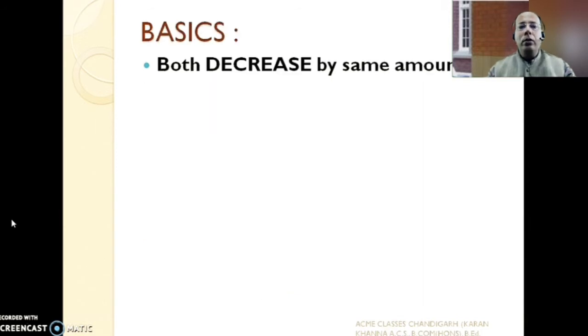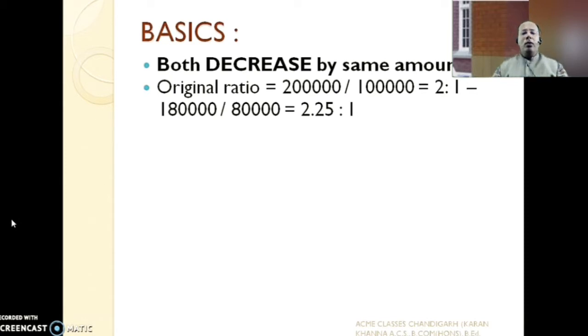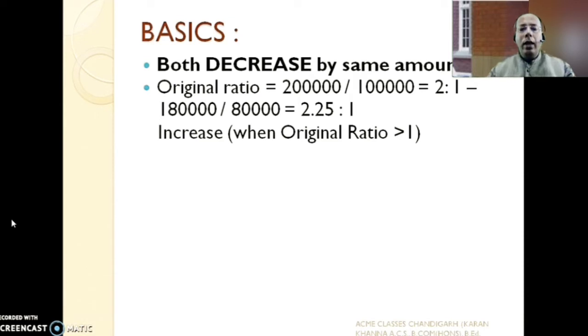What happens if both numerator and denominator decrease by the same amount? Like in the slide before, if the ratio is greater than 1, and I were to decrease both numerator and denominator by 20,000, the new ratio will increase. That seems to be opposite to the previous scenario. That means if the original ratio is greater than 1 and both numerator and denominator were to be decreased by the same amount, the new ratio will increase.